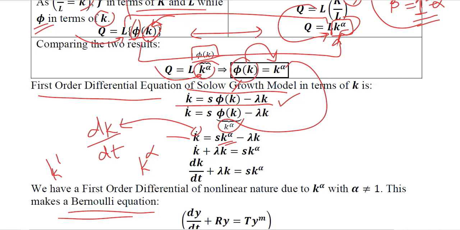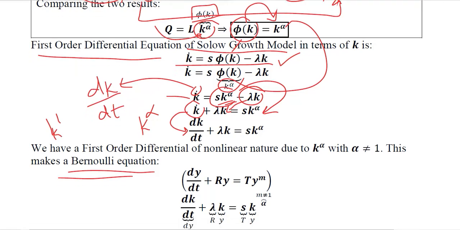So let's rearrange it, because this is the term with some power other than 1, and let's shift it to the right hand side, and this k with power 1 should come on the left hand side. And we can write this k dot as rate of change of capital per worker over time.